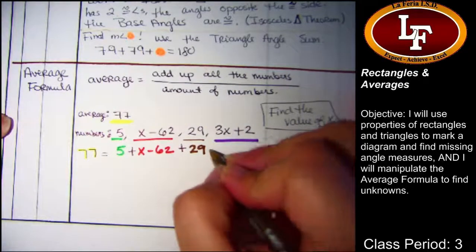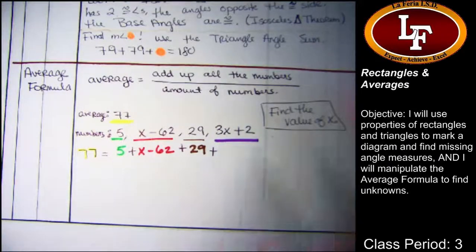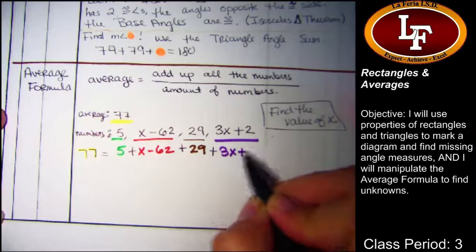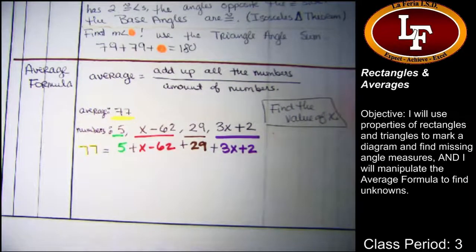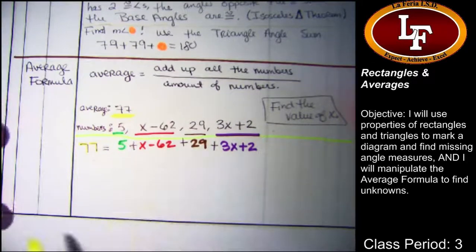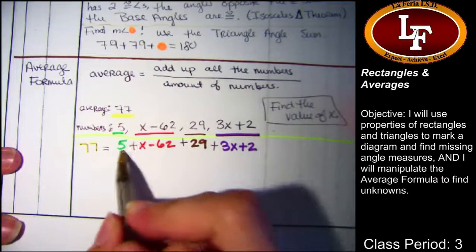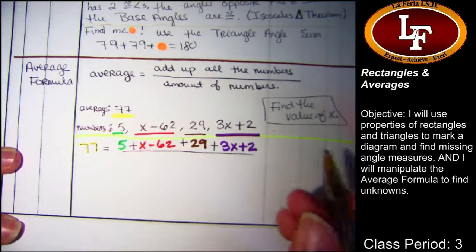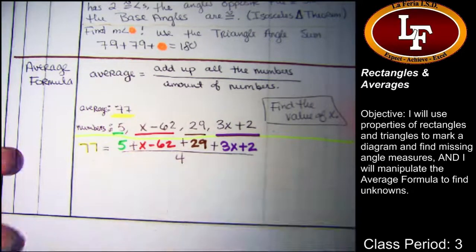Okay, there you go. I'll put a little bar in here to make it. Okay, there we go. And then all of that is divided by, how many numbers do I have? 4. There we go.